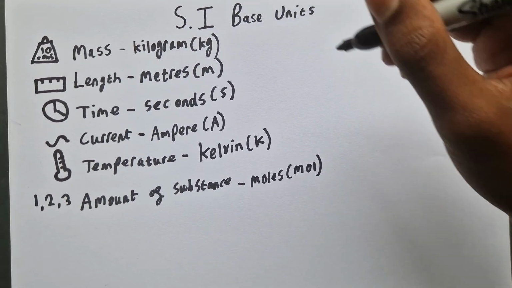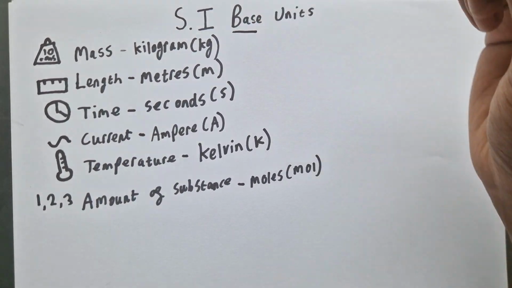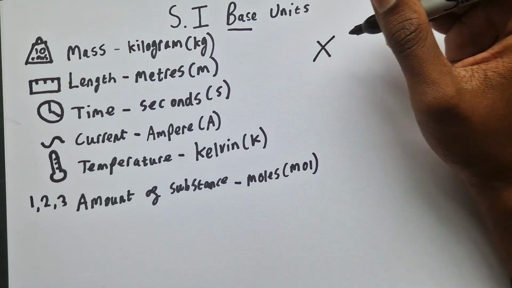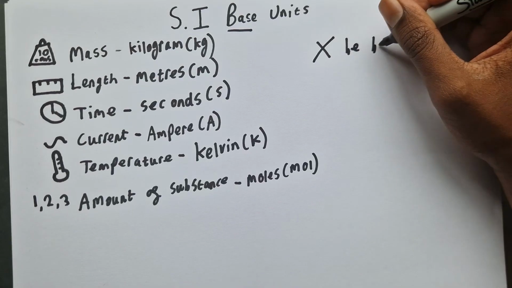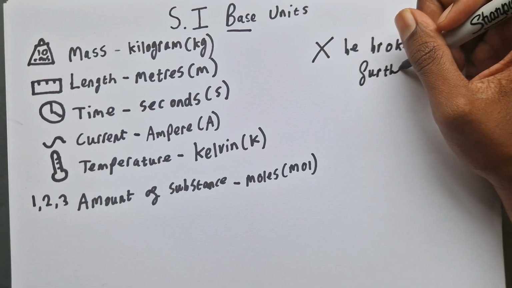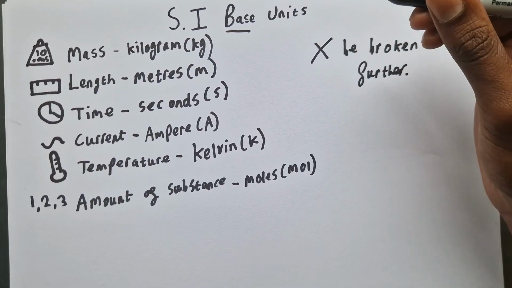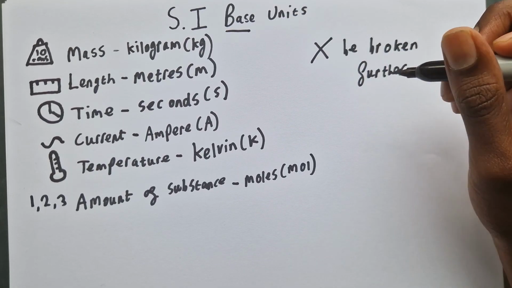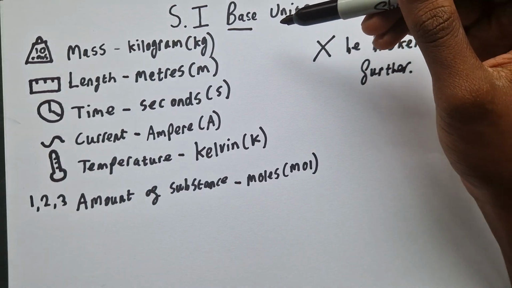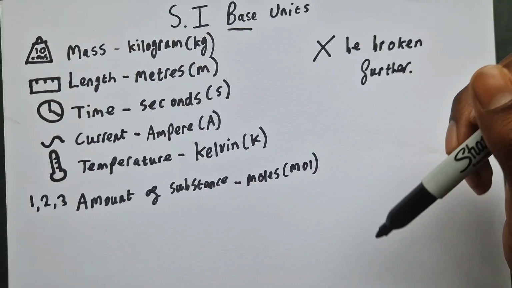Alright, so the word base means that these units cannot be broken down further. Hence, this means that they form the foundation of physics. So every future quantity we'll look at, it's possible to break it down into these different categories.